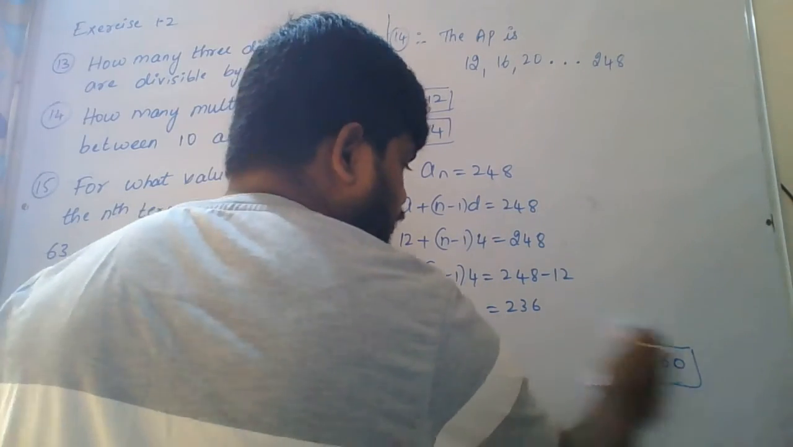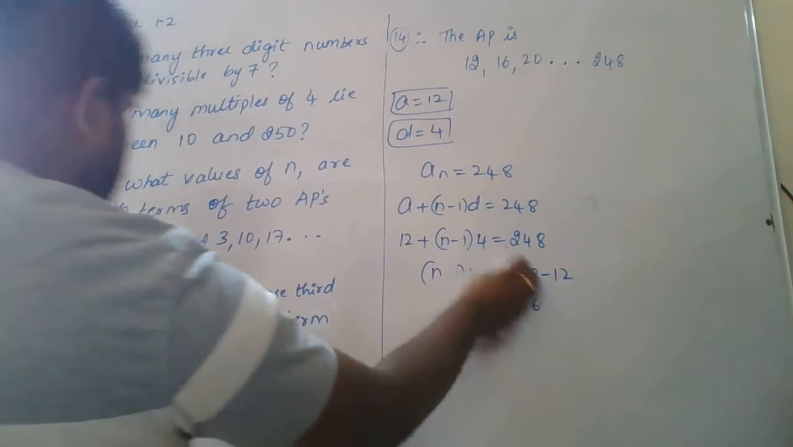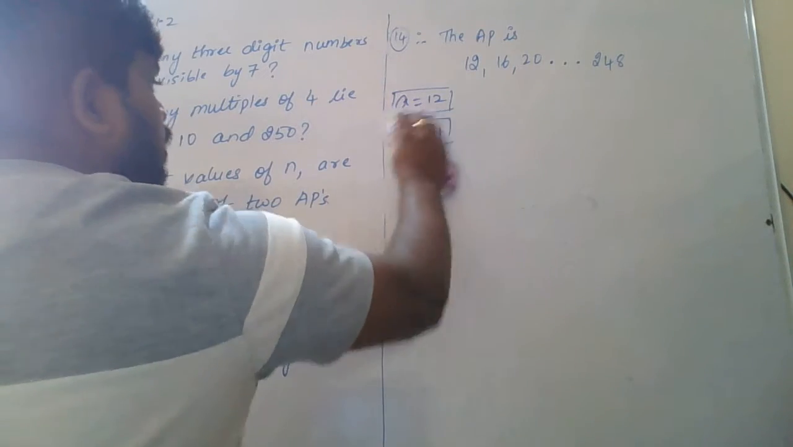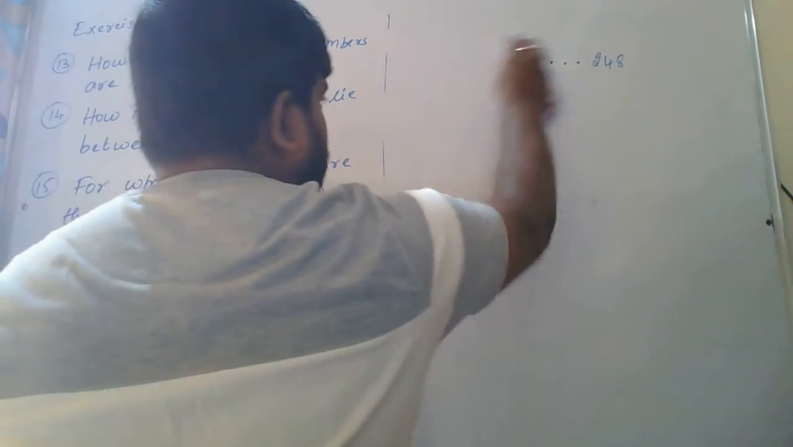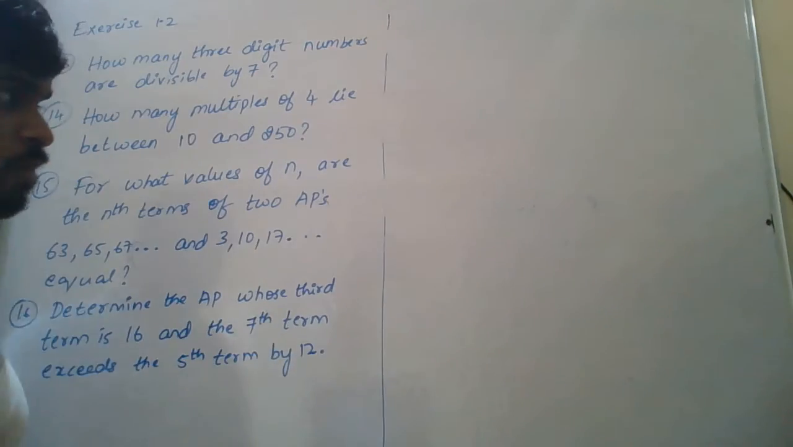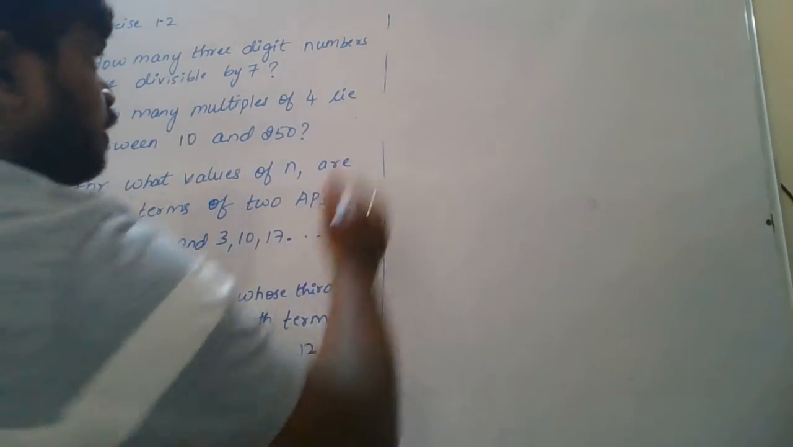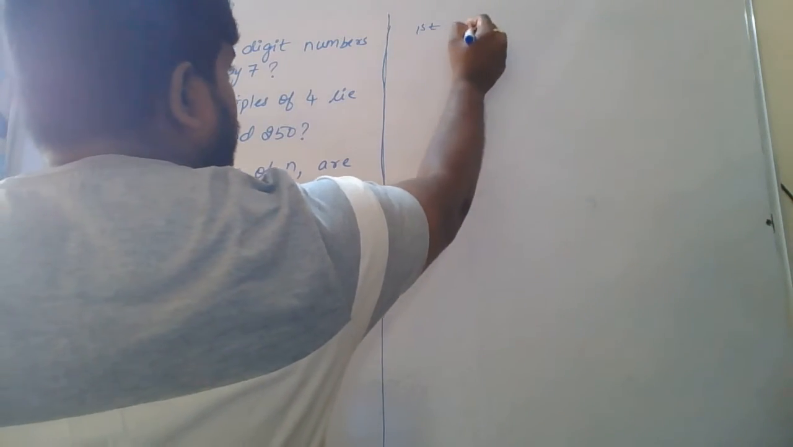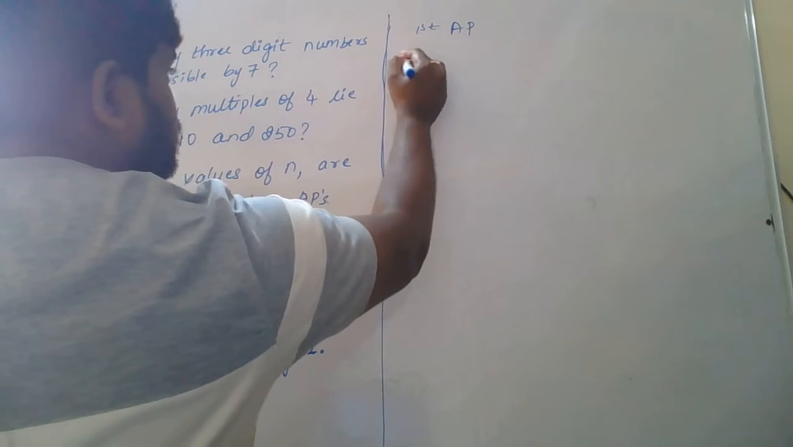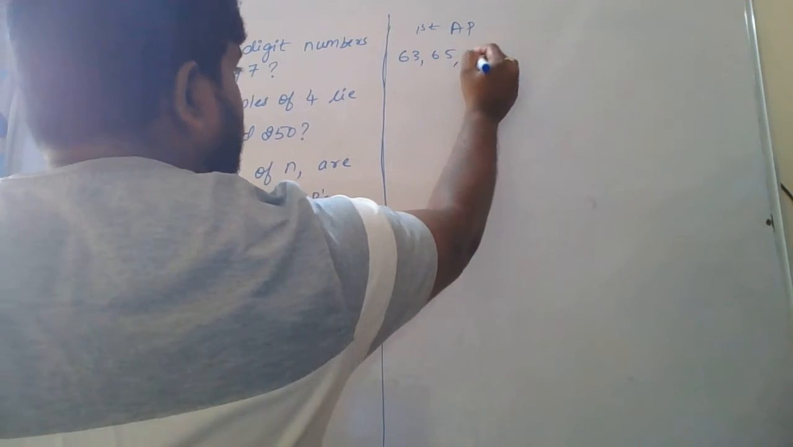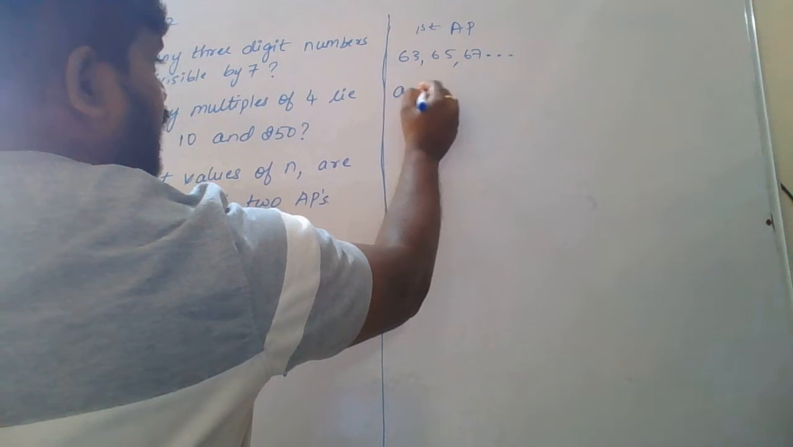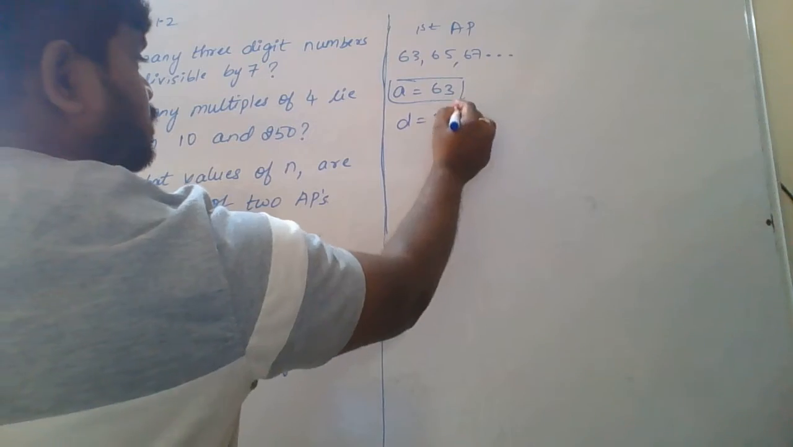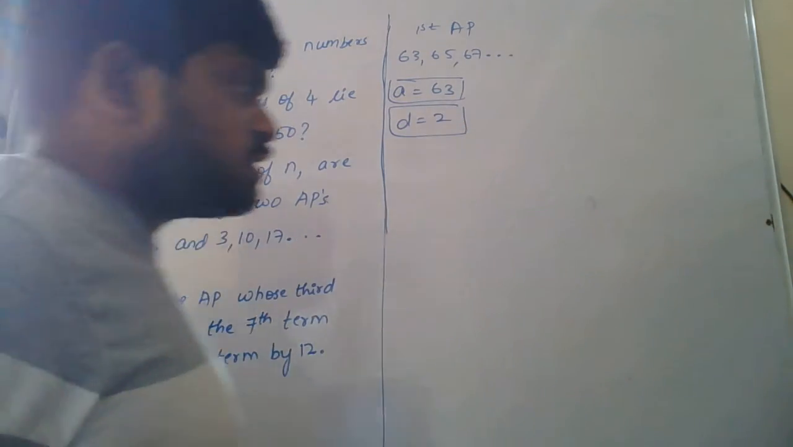Okay, let's go to the next question. There are two APs here. So the first AP is 63, 65, 67, so on. Let's take a as 63 and d will be 65 minus 63, that is 2. This is for the first AP.